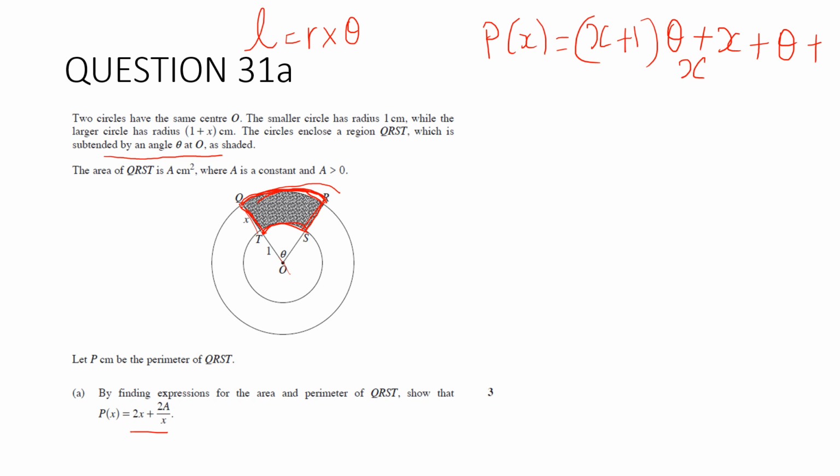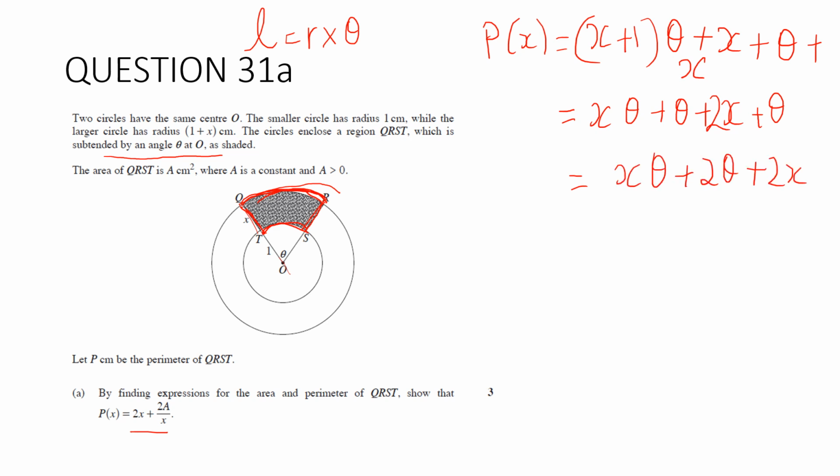All right, tidying that up, we have x theta plus x, well, it's actually 2x plus theta, which is equal to x theta plus 2 theta plus 2x. All right, let's have a look at what we've got here. We don't want any thetas, so let's factorize that theta out.